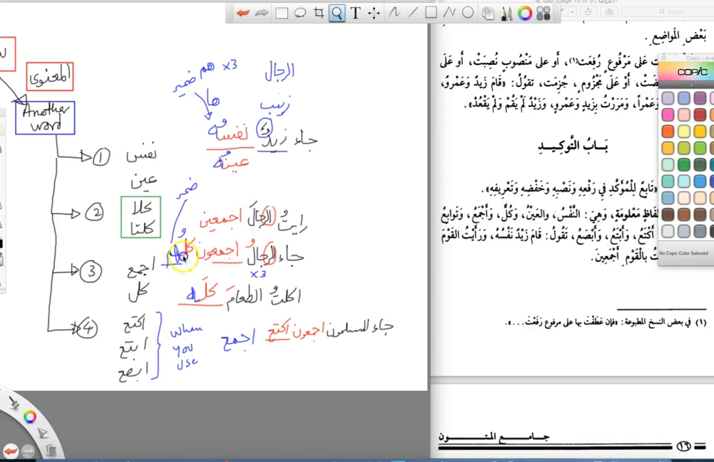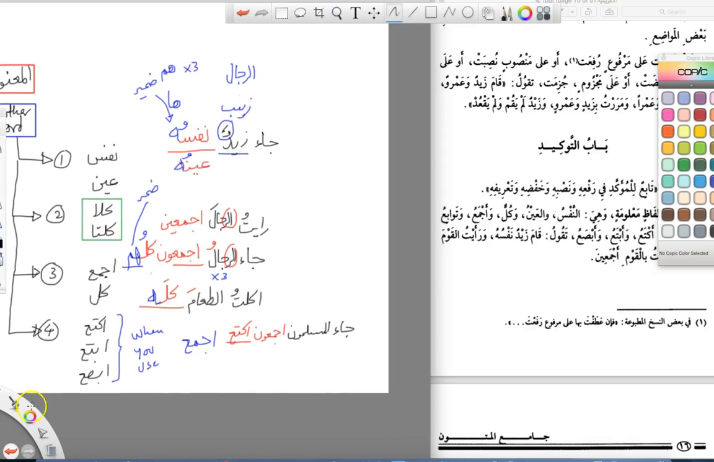Okay, next: kila and kilta. These are for dual. Kila is for masculine and kilta is for feminine. So masculine and feminine.